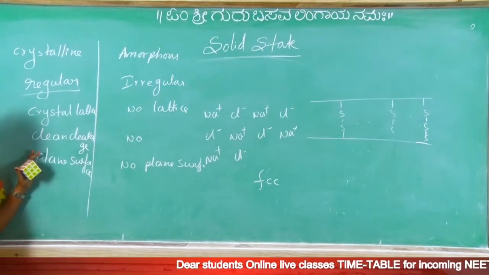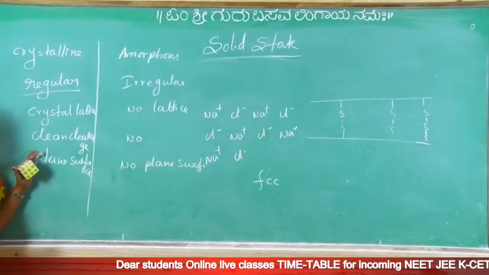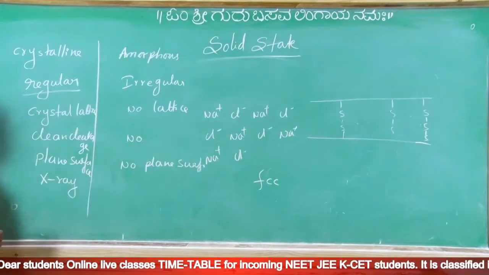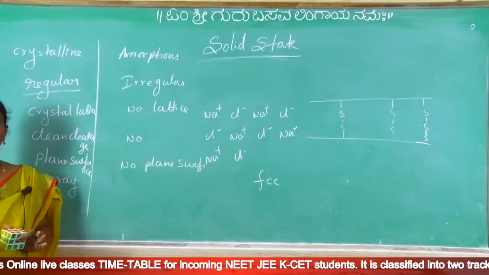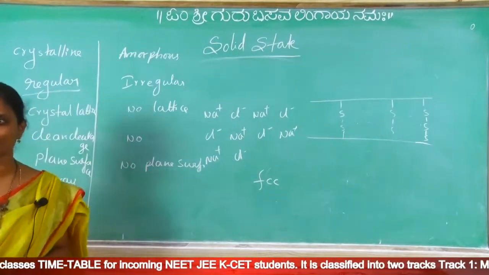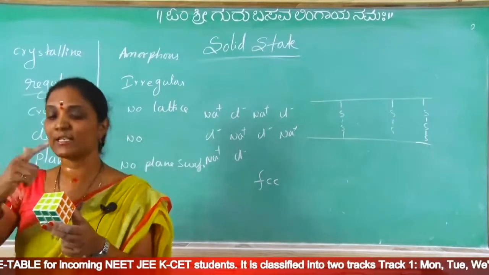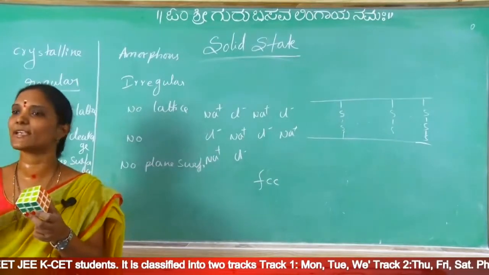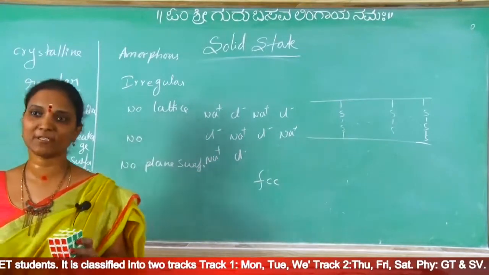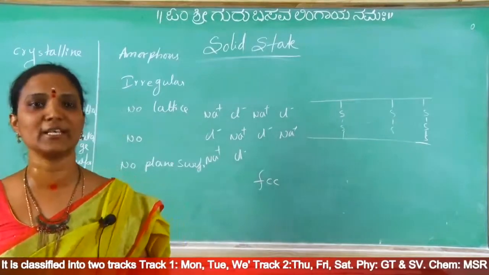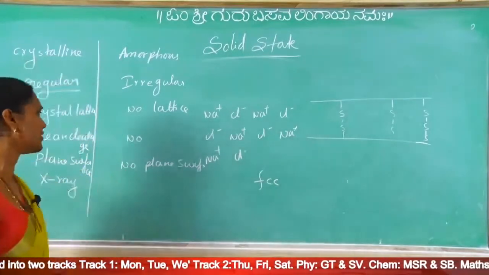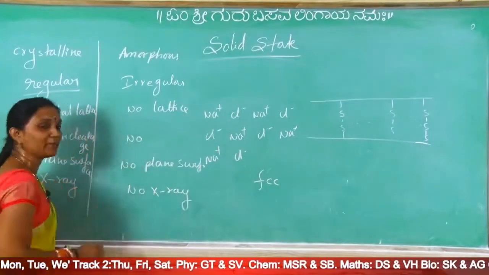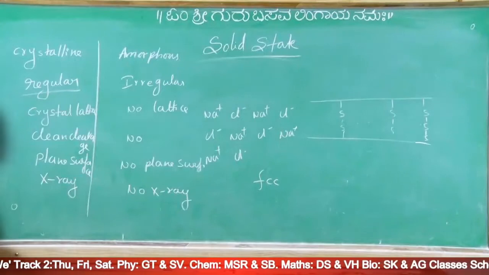Where there is an exact arrangement, X-ray diffraction is possible. Where is that regular arrangement? Crystalline. That's why only here X-ray diffraction is possible. Where X-ray diffraction is possible means in crystalline solids. Regular arrangement is there, clean cleavage is possible, so we get a plane surface, then X-ray diffraction is possible. So X-ray diffraction is possible in crystalline solids. Here the arrangement is irregular, that's why no X-ray diffraction. No X-ray diffraction in amorphous solids.